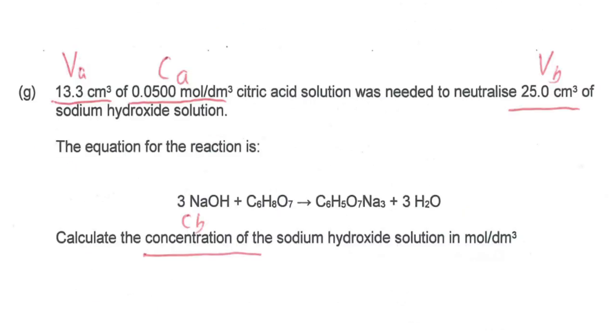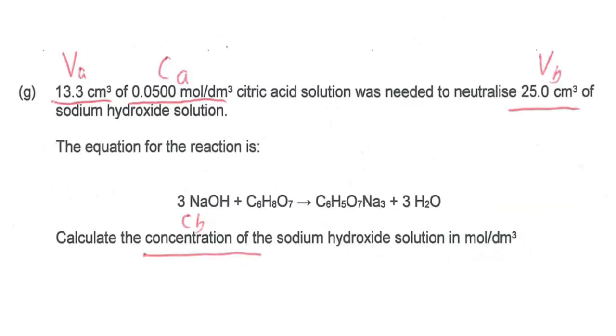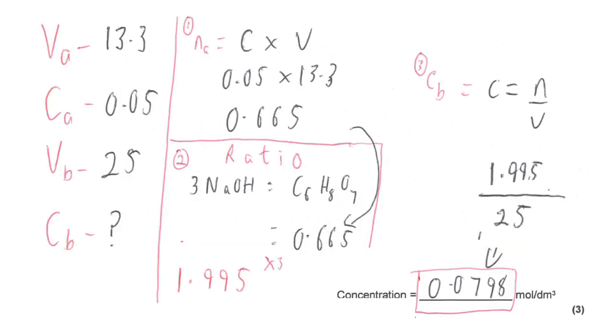Here's another example. In this case, I'm looking for the concentration of the base. So if you take a look at the left, here's where the numbers come from. 13.3, 0.05, and 25. And it's the same thing again, but it's a 3 to 1 ratio this time, so I multiply it by 3, and again, rearrange my equation, and I get that answer.